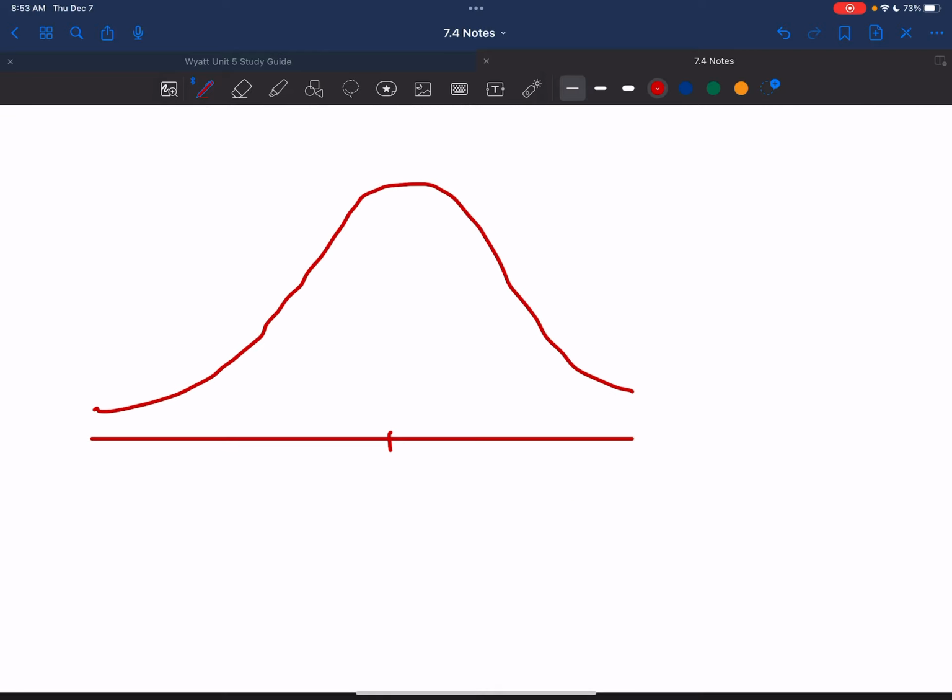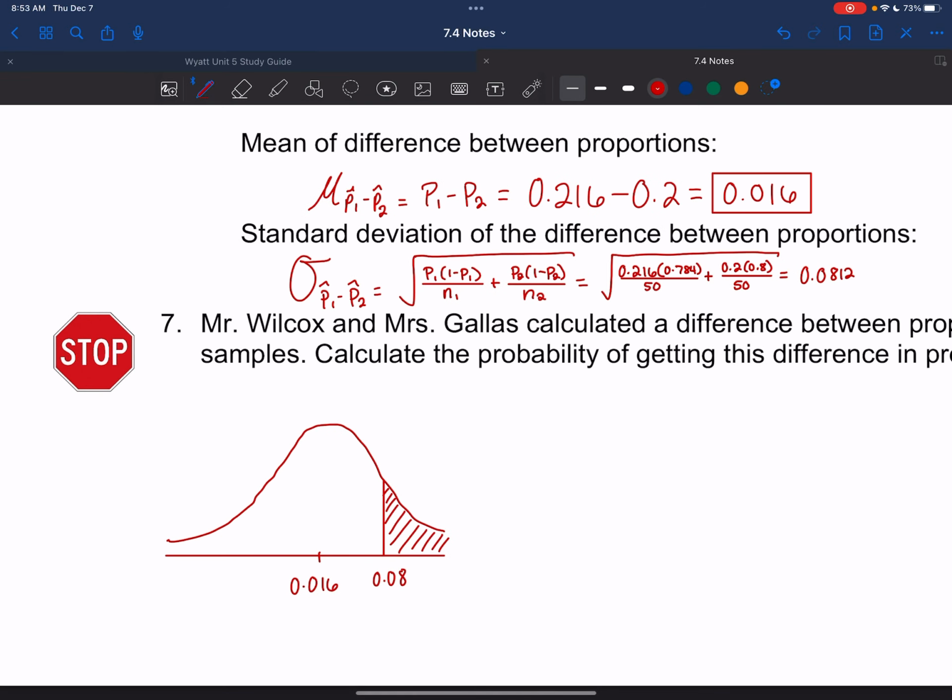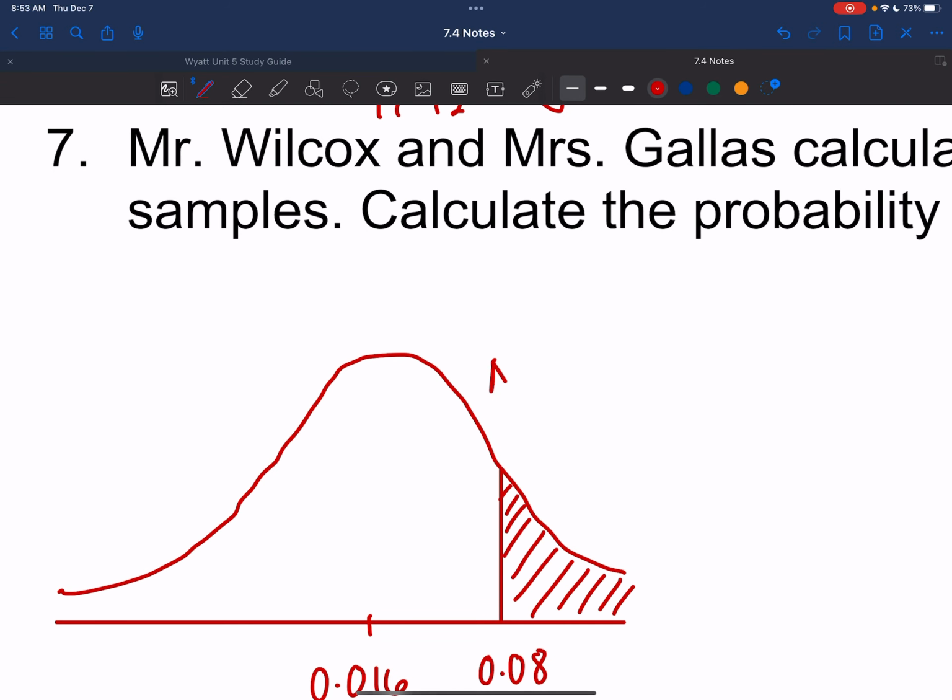Okay, so in the middle, we've got our difference of means of 0.016, and we're trying to calculate the probability of getting 0.08 or higher. So here's 0.08, and we're just calculating the area under the curve at or above that. Okay, so the other thing I've got to write inside is 0.016, comma, 0.0812. And so here's our mean, our standard deviation.